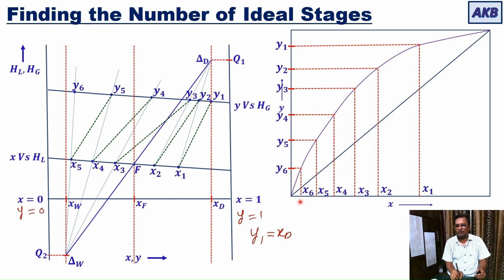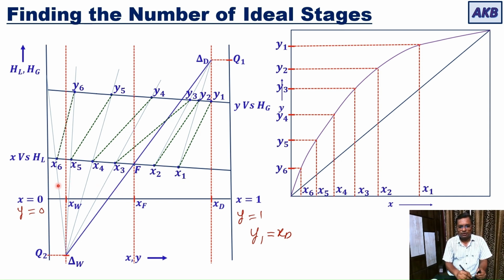value of x6. Then come back to the enthalpy concentration diagram and locate x6. Once you locate x6, you must have noticed that we have crossed the vertical line through xW. So once you do that, when you cross the vertical line through xW, you have to stop.